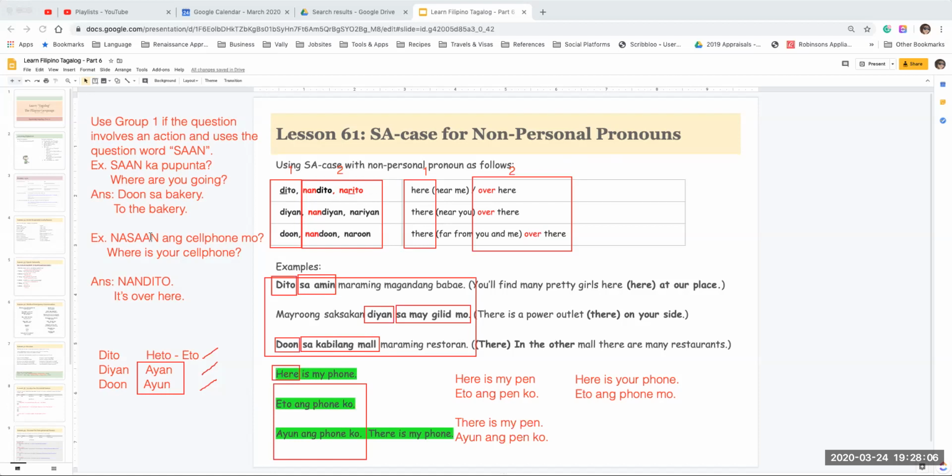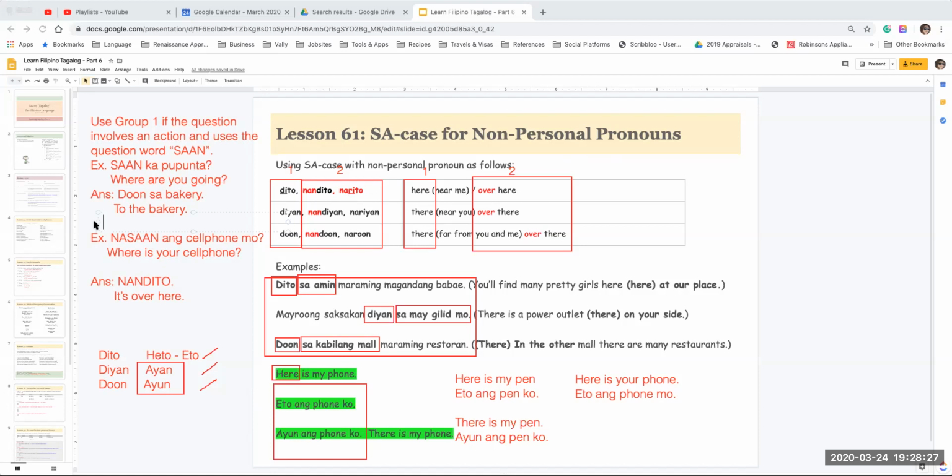But if somebody asks you with the question nasaan, then you should reply. You cannot say nasaan ang cellphone mo, you cannot say dito. No, you say nandito. It's over here.